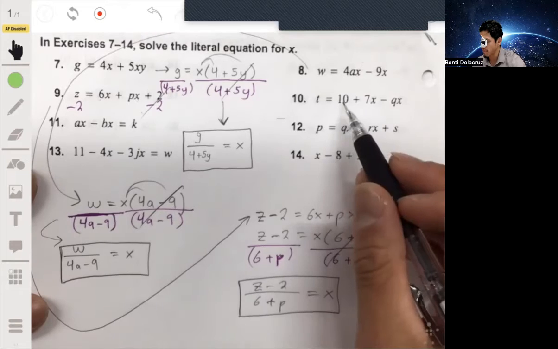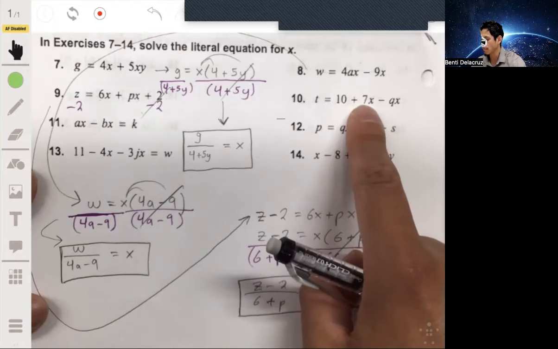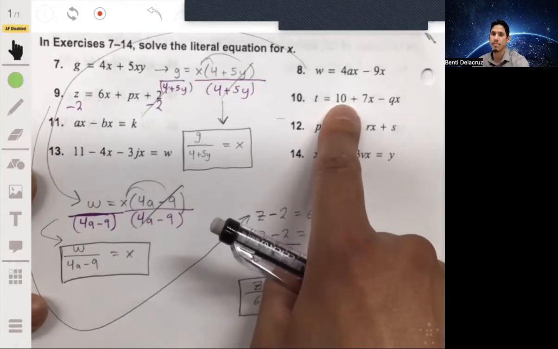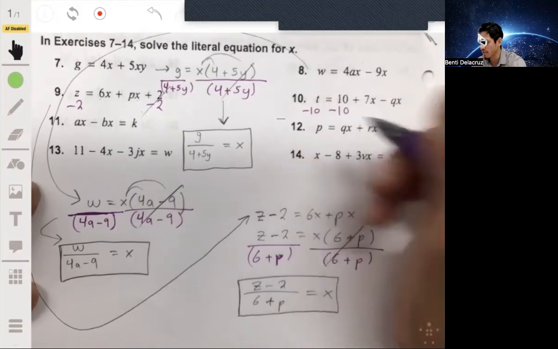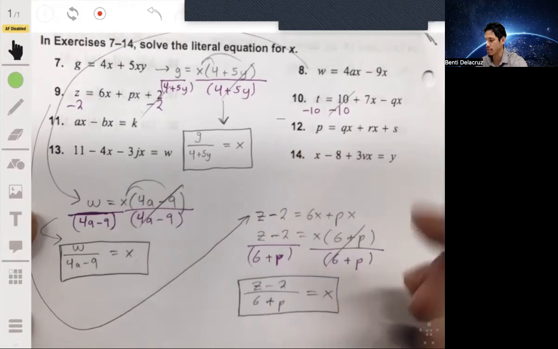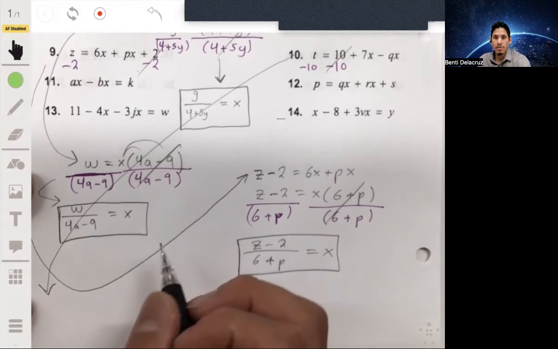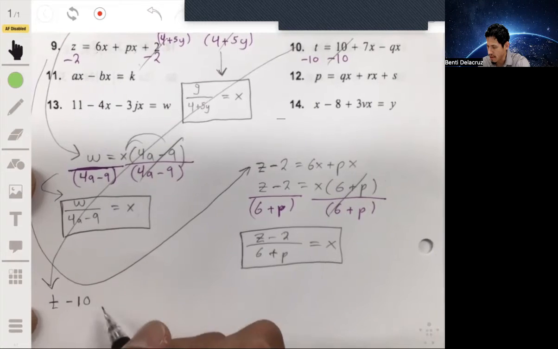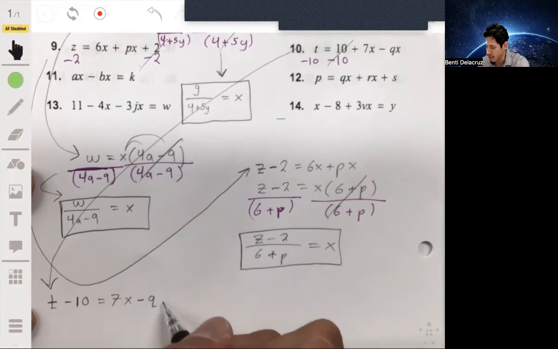And let's look at number 10. Right, number 10, we have x in these two terms, but we don't have an x included in the first term here. So what we're going to do is subtract the 10 from both sides to begin with. And so I'm going to have t minus 10 equals 7x minus qx. And let me zoom down here. So t minus 10 equals 7x minus qx.